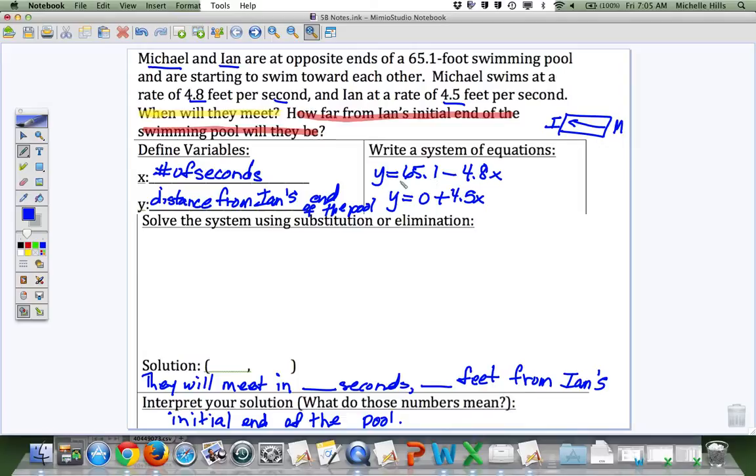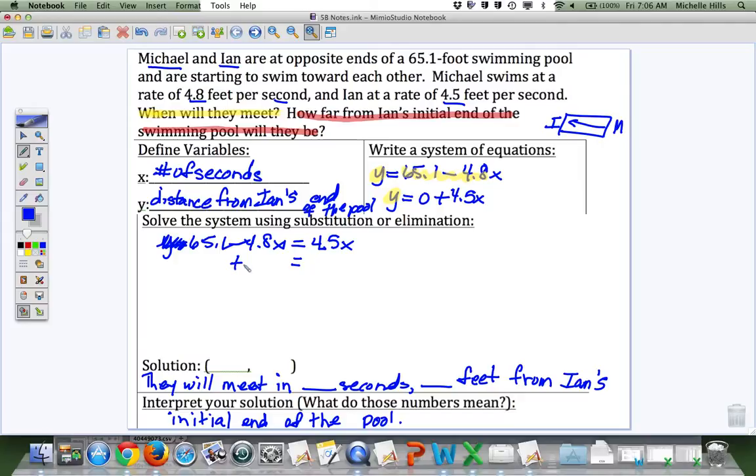So I've got two different y equals equations. And if you remember, if y equals this stuff, then in the other equation where I see y, I can substitute that stuff. So I've got y equals the 65.1 minus 4.8x equals 4.5x. Now, I have a constant and a variable term on the left. So I want to move this x term to be with the other x term.